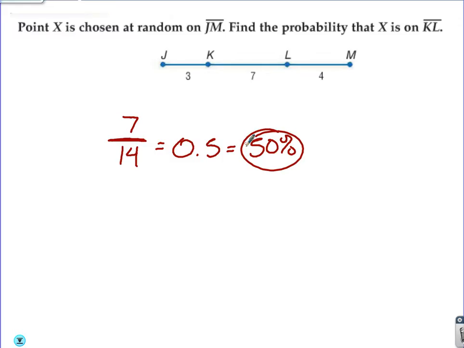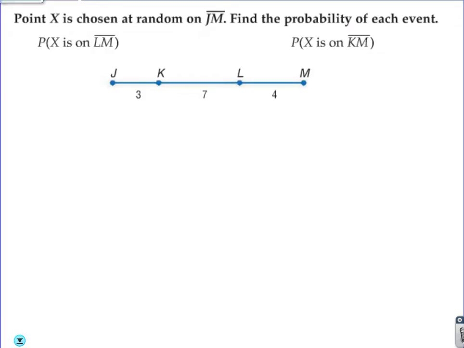Now, why is there a 50% chance that if you pick a point that it's going to be on KL? Because KL is half of the line. So obviously that'd be a 50% chance of happening. These are pretty easy.